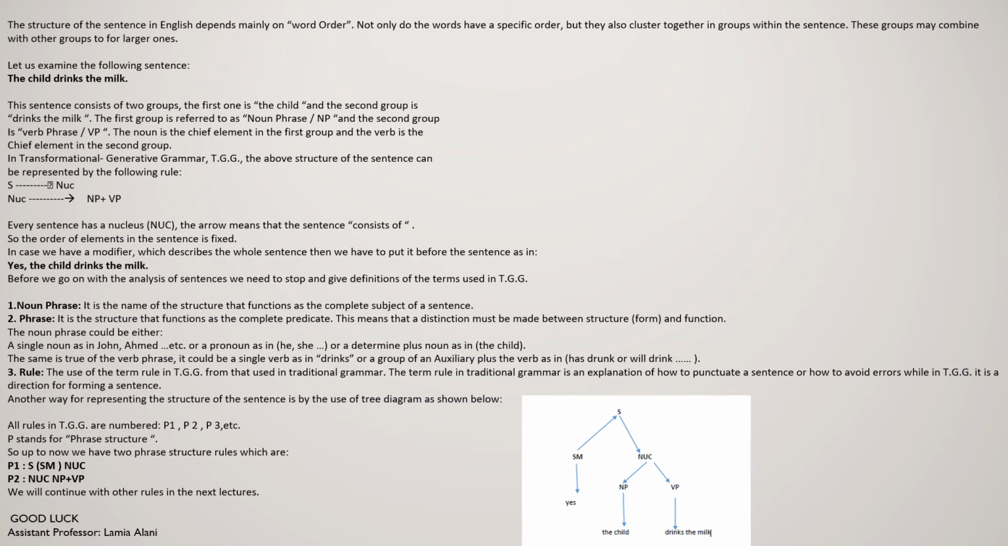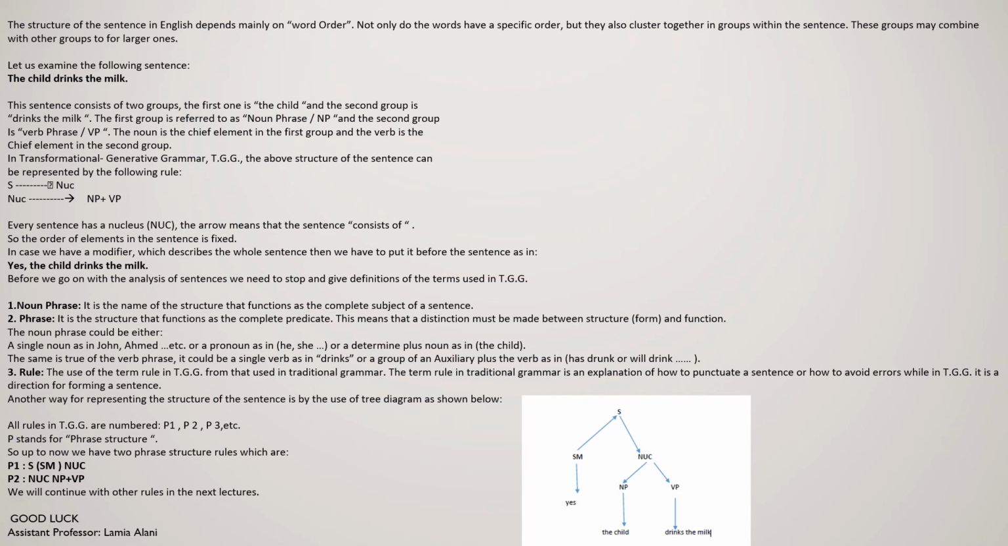The same is true of the verb phrase. It could be a single verb, as in drinks. It could be a group, because you have an auxiliary plus the verb, and sometimes we have an object after. We call the whole thing verb phrase, and it functions as the predicate. So this is the definition or the meaning of noun phrase and verb phrase. Again, don't forget to add the word verb phrase.